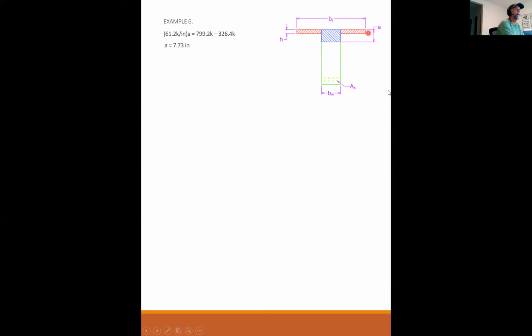So this diagram is what we just did. All the tension equals all the compression. a is unknown, but I know the force in the flange because it's fully activated. I know the force in the web because the force in the flange plus the force in the web equals the tension. So I can solve for little a. Do I have any questions about this part?